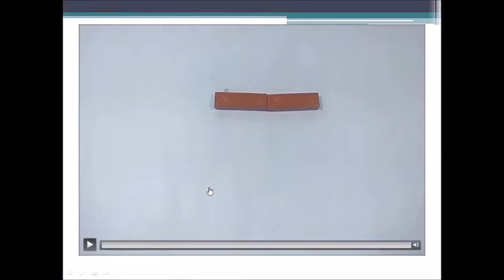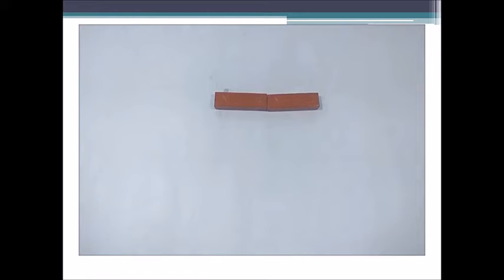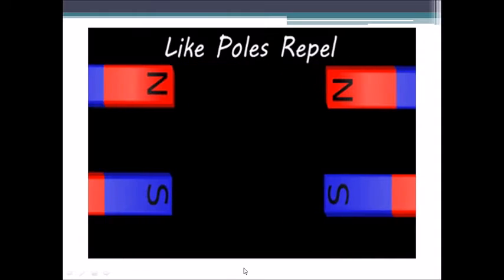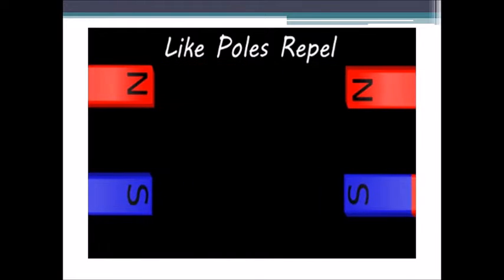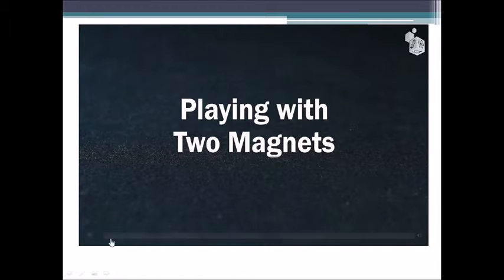As you saw in the video, sometimes these two magnets repel each other and sometimes they attract each other. So why do they attract or repel each other? They repel each other when the poles are the same, north and north or south and south, and they attract each other when the poles are different, north and south. Let's watch another video about that.